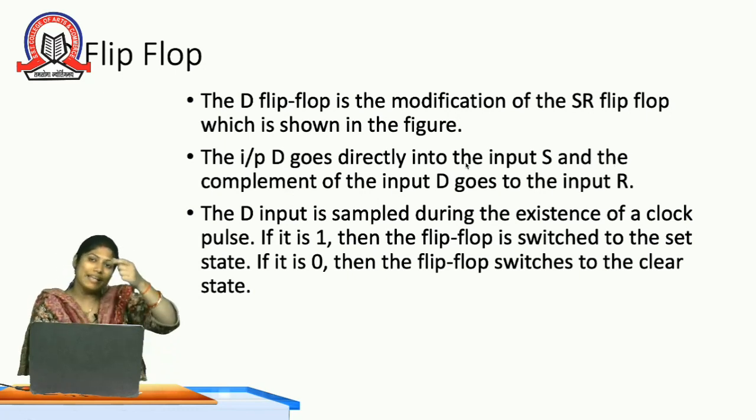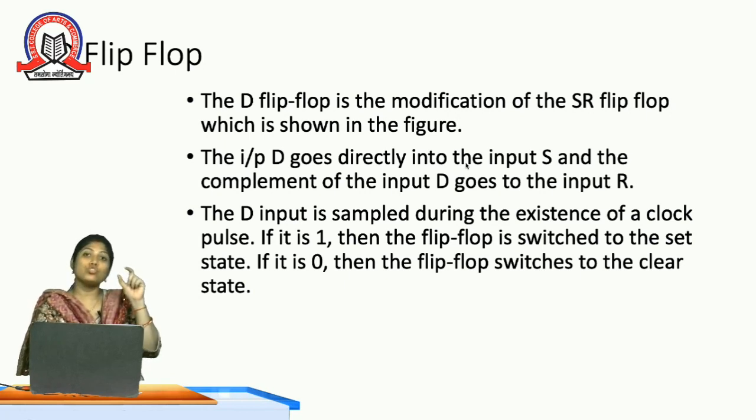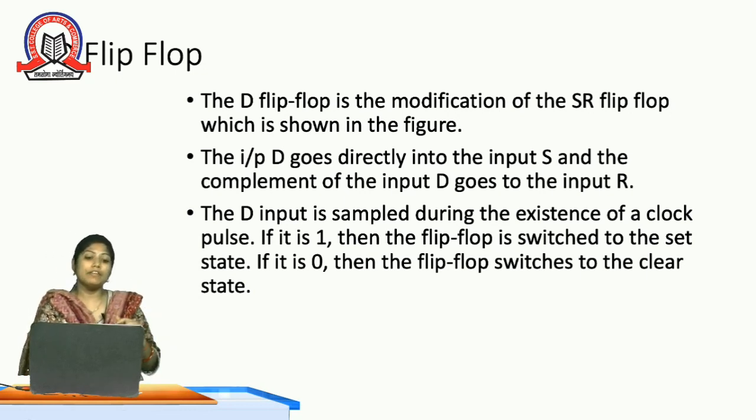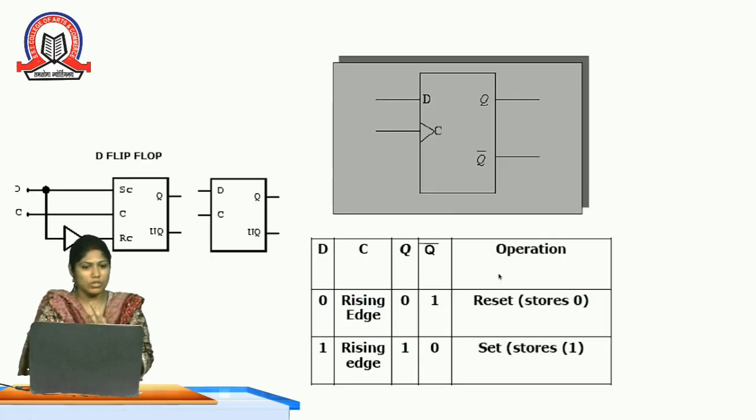That means between S and R, we can use NOT gate, because whatever is given to S, the complement is given to R. So the complement version will be connected to the NOT gate. And then you can say that by applying the clock pulse, if it is 1, then the flip-flop is switched to set state. If it is 0, then the flip-flop is switched to clear state. That means set and clear. If it is 1, then output will be 1. If it is 0, then output will be 0.